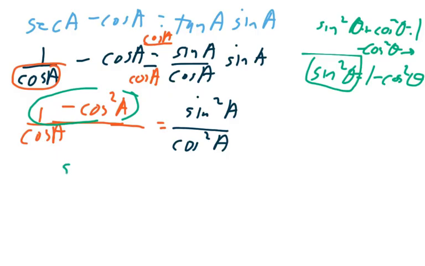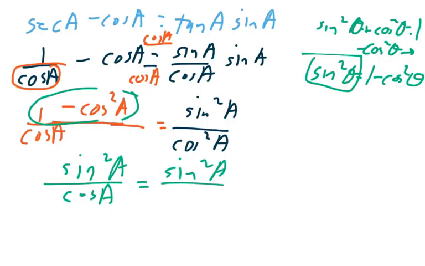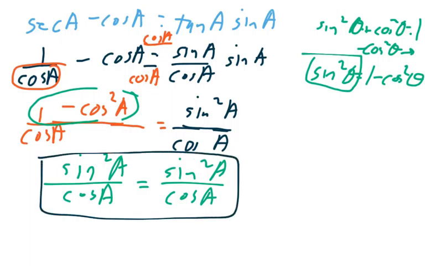So that means I have sine squared A over cosine A equals sine squared A over cosine A. Not exactly sure where that squared came from. It shouldn't have been there. And so since both sides match, that's going to be my answer.